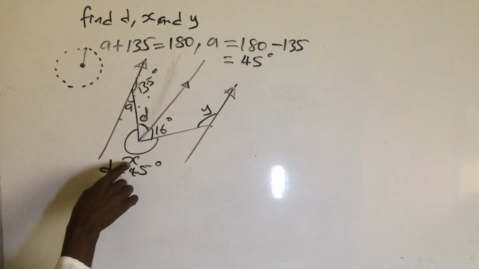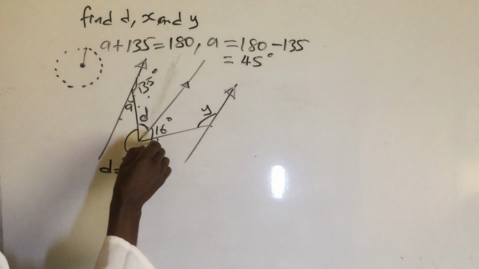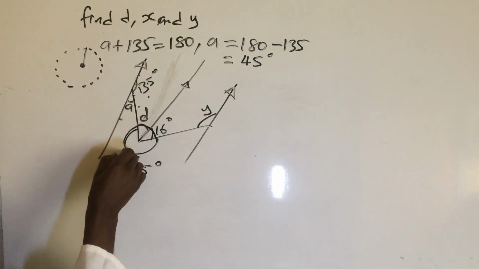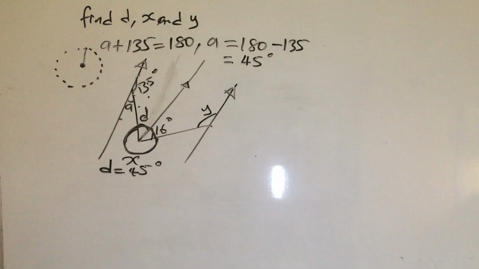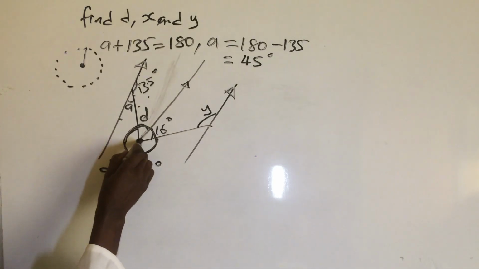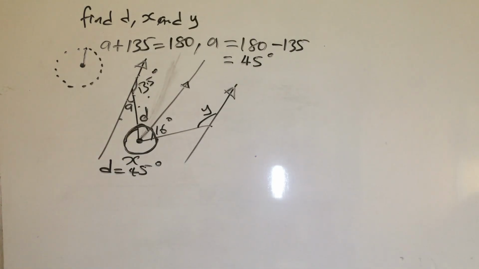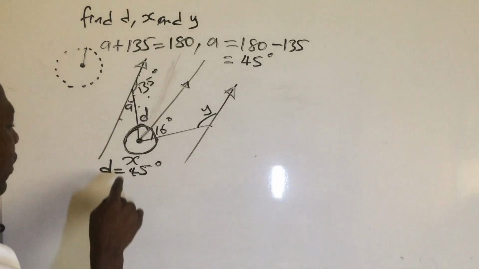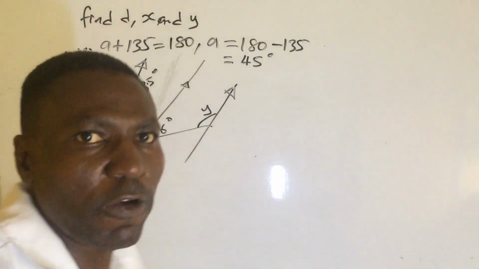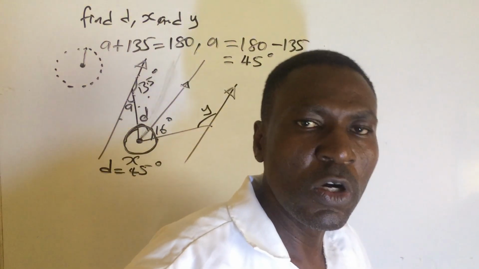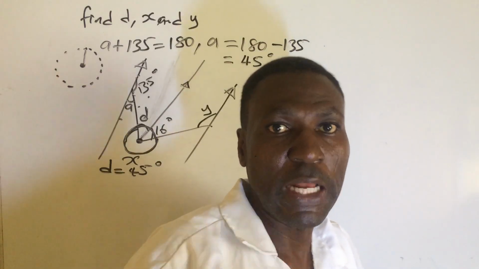Now, in order to find x, it has formed a circle all together. And remember that the angle at a point is 360 degrees. That means this x plus d plus 16 will give us a total of 360, the angle of a circle, or total angle at a point.